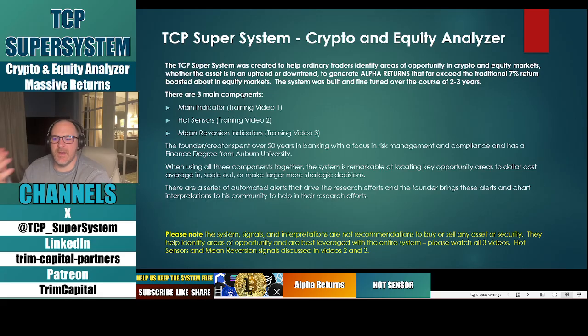So what is this? Who am I, and why am I doing this? I really wanted to create something that I could share with my community, ordinary traders, to help them identify areas of opportunity when it comes to crypto and equity assets. Something that could help them generate alpha returns, with the understanding that the signals and interpretations in the system itself are not recommendations to buy or sell. They are only helping you identify areas that you want to hone in on so you can really take advantage of those opportunities. Again, you can see here 2 to 3 years to build this thing.